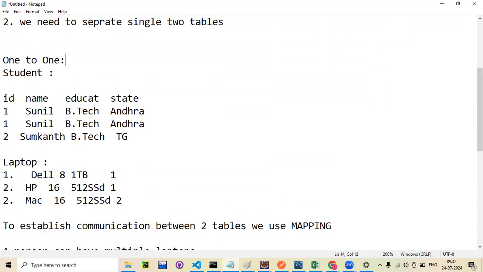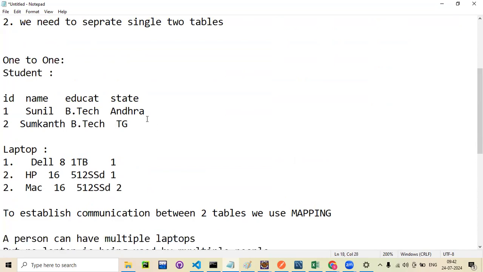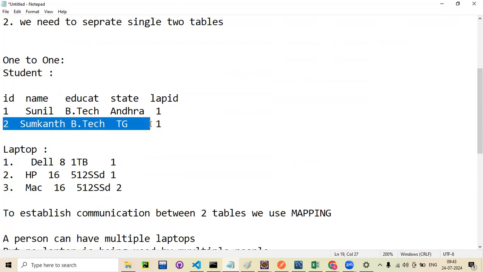Now what is the concept here? Each student will have only one laptop, right? Then, as I told, we can add laptop type, laptop ID, here 1 and 2. Someone is using laptop 2. Guys, is that fine? Yes.